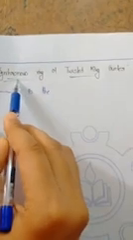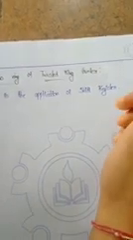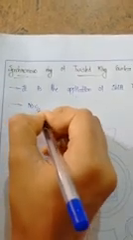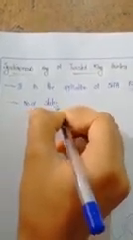Next one is the synchronous string or twisted ring counter. It is an application of shift register. In a ring counter, the number of states is equal to the number of flip-flops or bits. In a twisted ring counter, the number of states is twice the number of flip-flops and twice the number of bits.